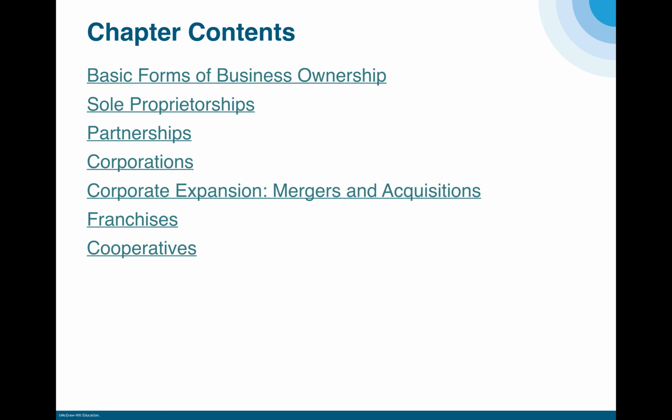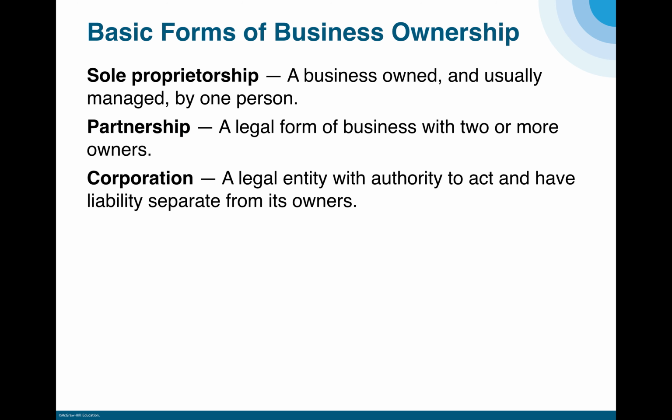corporations, corporate expansion, franchises, and cooperatives. So a sole proprietorship, the name is pretty much in the title. It's a business owned and usually managed by just one person. A partnership is a legal form of business with two or more owners, and then a corporation is a legal entity with authority to act and have a liability separate from its owners.